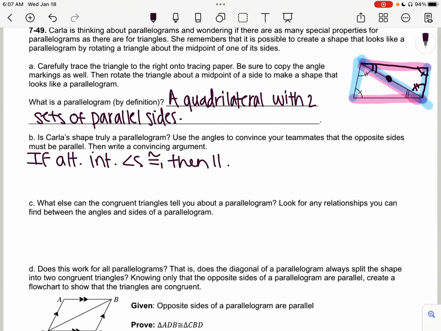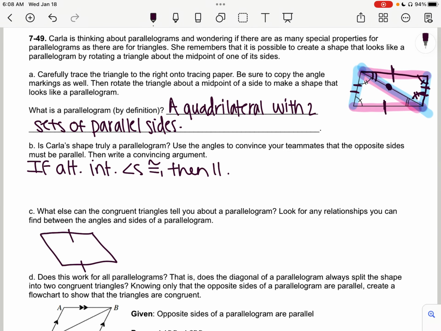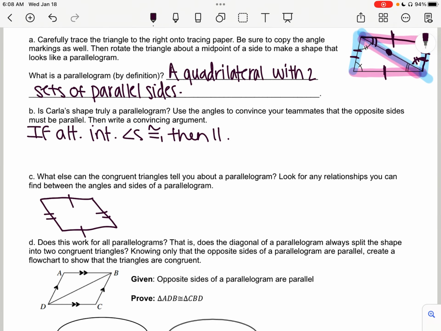Okay. Next part, it says, what else can the congruent triangles tell you about a parallelogram? Look for any relationships you can find between angles and sides of a parallelogram. So there's lots of different things to think about, but if I'm thinking about just a whole parallelogram itself, I know that looking back up at our picture, these sides are equal based on the fact that it was rotated, those two triangles, and then these sides are equal. So not only are opposite sides parallel, we also know that opposite sides are congruent. So I'm going to draw a quick picture of that and then write that down.